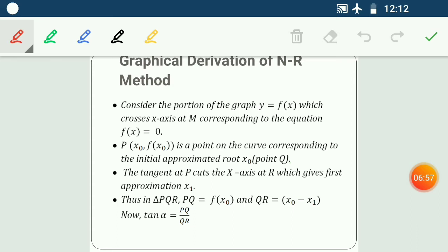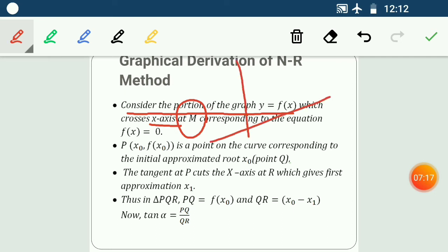So first of all, we are considering a portion of the graph of y equals f of x where it crosses the x-axis. Suppose the exact root is point M of the axis. The exact root is point M. So we are considering a desirable range of that curve. Like suppose this is my graph, this is my curve, and that is my root point M. So I am considering this part of the graph.